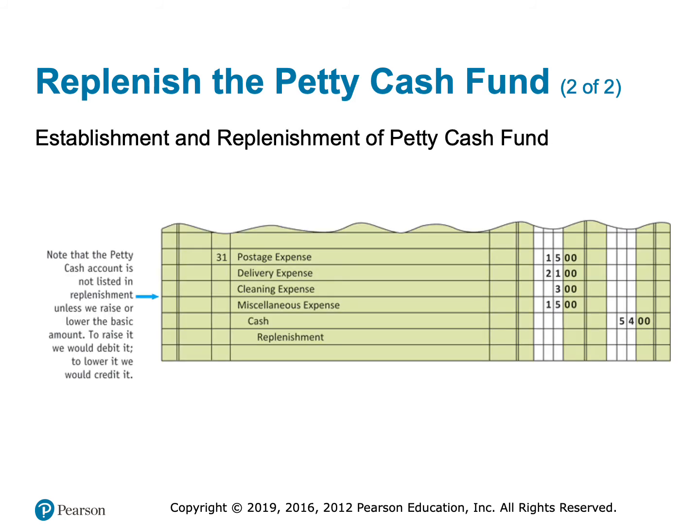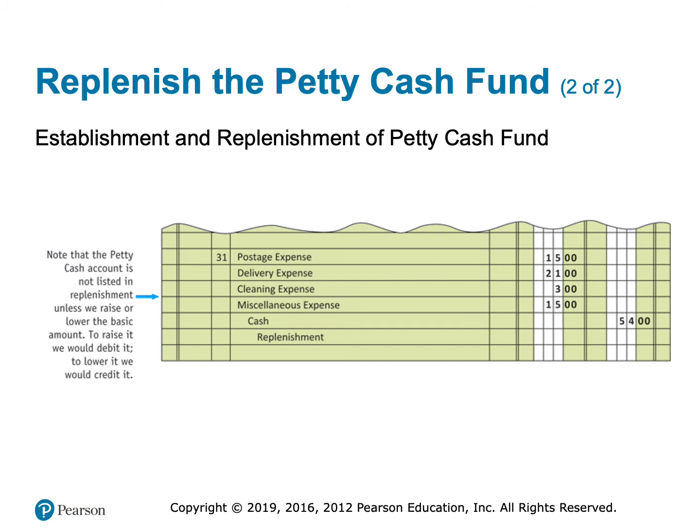So to replenish the petty cash fund, we're going to debit postage expense for 15, debit delivery expense for 21, debit cleaning expense, debit miscellaneous expense. Let me give you a word of caution about miscellaneous expense. Be careful what you put into miscellaneous expense. It's okay to have a miscellaneous every once in a while, but if we find that we're commonly putting something in miscellaneous, then maybe we need to create an account for that, right?